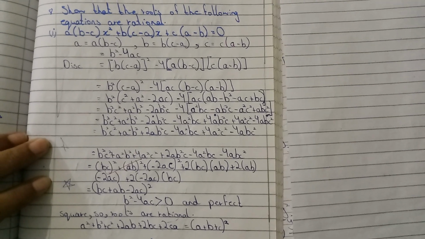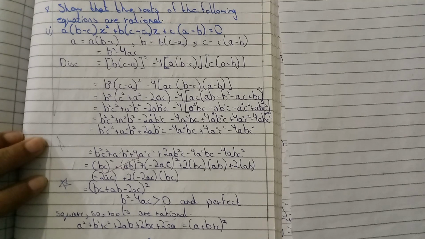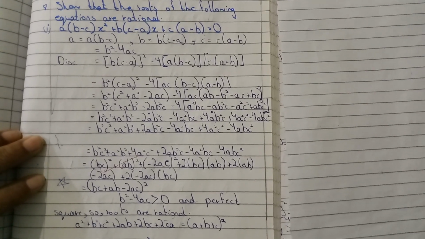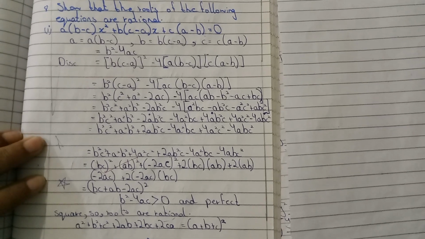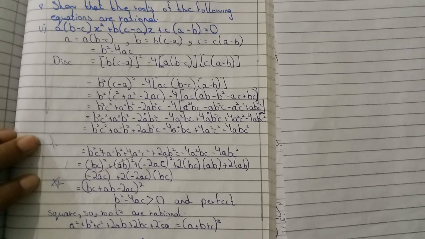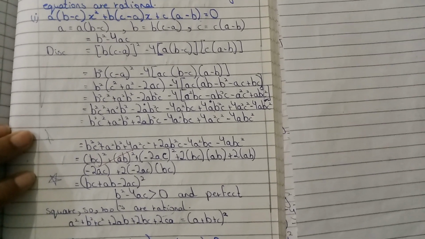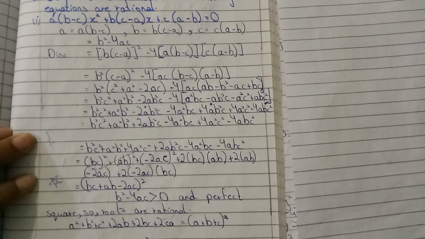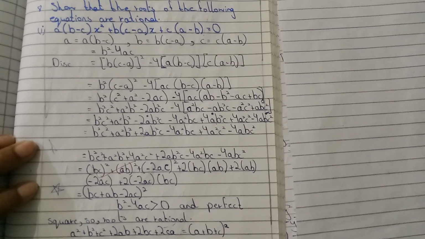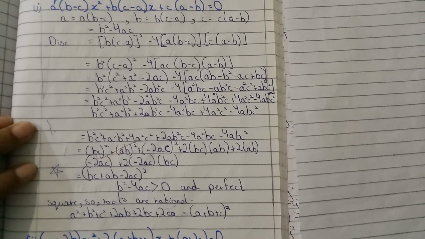And we have to arrange the values. We write the square values first. Squares are b square c square, a square b square plus 4a square c square, and the remaining values are 2ab square c minus 4a square bc minus 4ab square. By using the formula a square plus b square plus c square plus 2ab plus 2bc plus 2ca, it will be the open formula and we have to close it. We will get bc plus ab minus 2ac whole square.